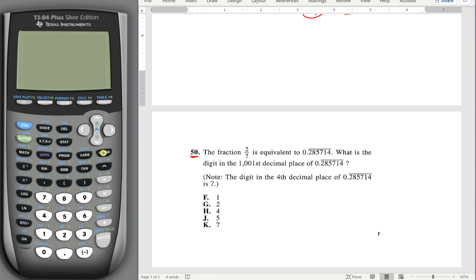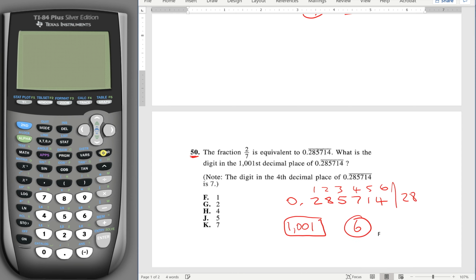Right, so the fraction 2/7 is equivalent to 0.2855714. What is the 1001st? And we don't care how big they make the number because the calculator is going to do all the work. So we've got 1001. How many digits? We've got 1, 2, 3, 4, 5, 6 digits before it repeats. Then it starts again. 285. All right. We've got 1001. We've got 6. That's all we need.